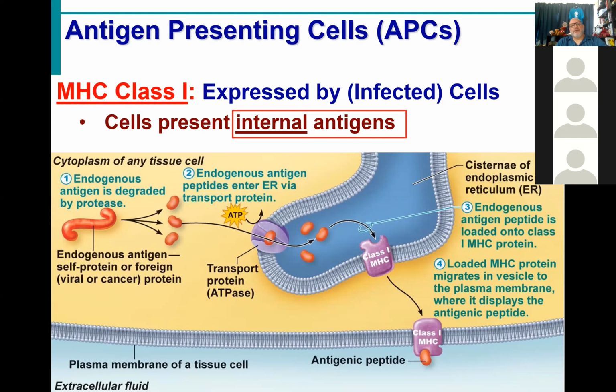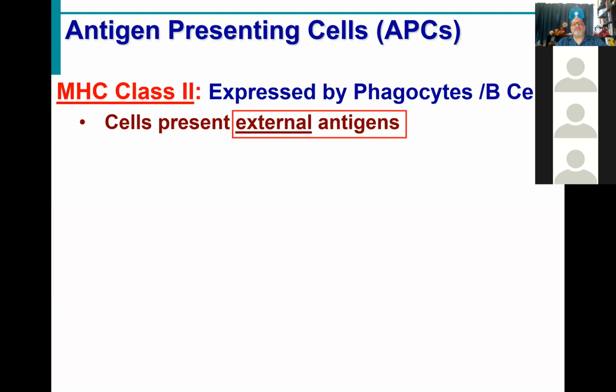Let's build. All right, let's talk about our class 2 major histocompatibility complexes. These are the ones that are expressed by phagocytes and also by B cells. And they are presenting an external antigen, right? If you think about it, this makes sense with our phagocytes. Phagocytes take something from outside, gobble it up, and then express it. So notice it's not a protein they made. In this case, it is a protein they engulfed, right?